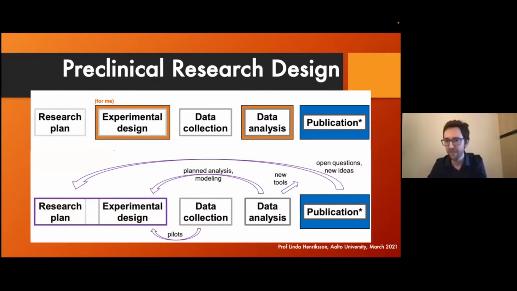For example, every publication will raise new questions and new ideas that will take us right back to a refinement of the research plan and further experimentation. Similarly, when you're a basic scientist or an academic in the university, you might be involved in data collection and realize that actually more pilot studies are required to refine your experimental design. Similarly, you may analyze your data and realize that there are different models of data analysis or data interpretation that can be applied that again may have an impact on your research plan.